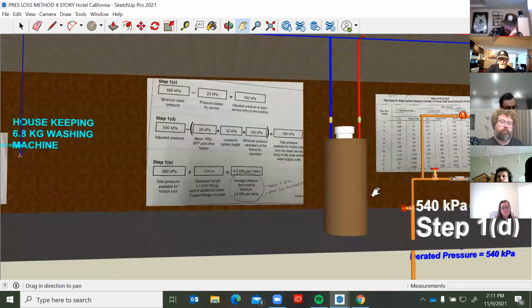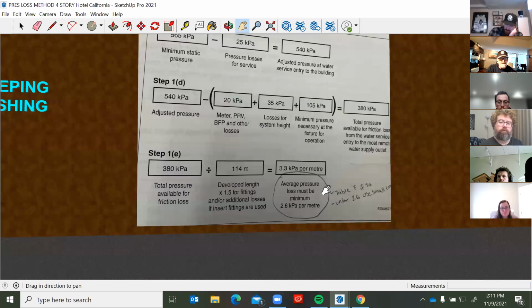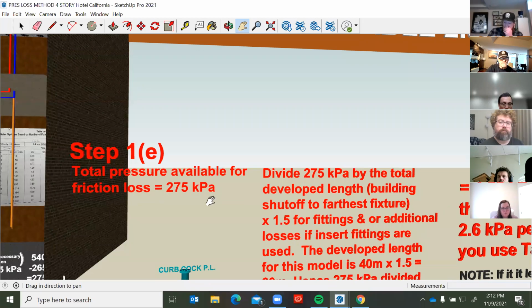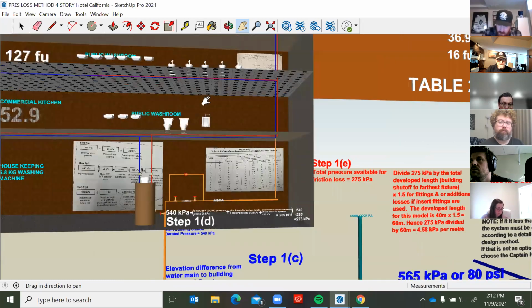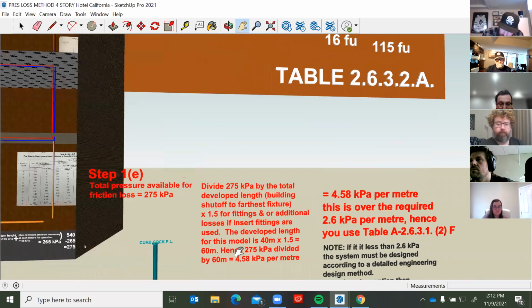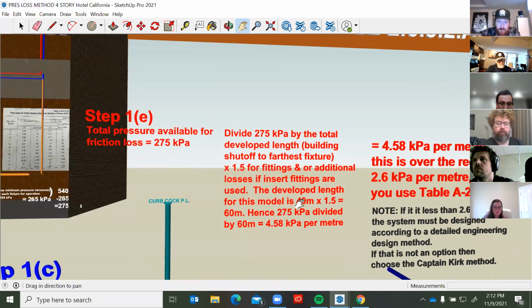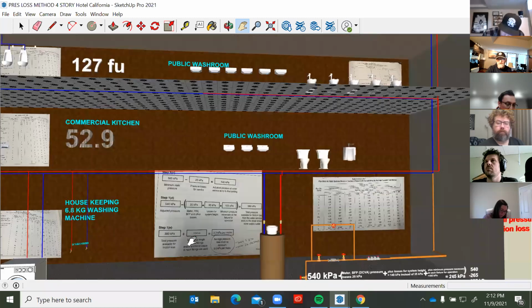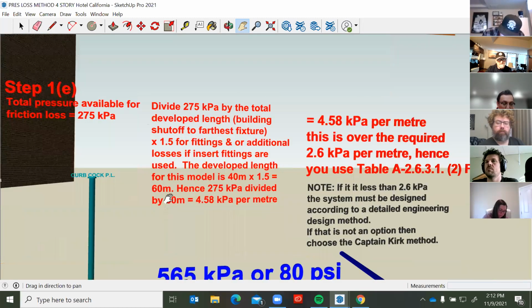Let's go and figure out what ours is going to be. So what is this? This is step 1E. So now we're going to go to the red one, which is step 1E. There's our total available pressure for friction loss, 275. We're going to divide the 275 by the total developed length from the building shutoff to the farthest fixture times 1.5. So what is our total? In other words, if I took my measuring tape and measured from here all the way to the farthest fixture, and I've already done it, it comes out to, I think, 40 meters. So 40 meters times 1.5, just like the 1.5 they're using. And 40 times 1.5 is 60 meters.